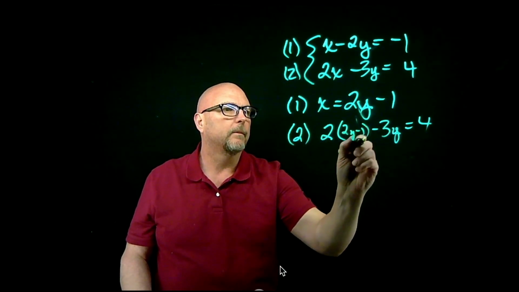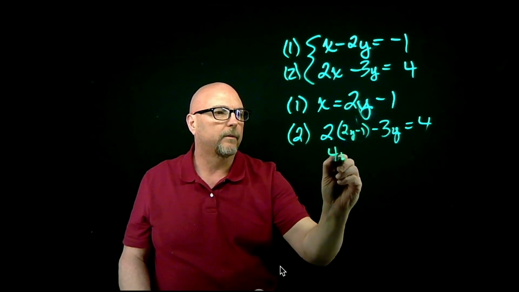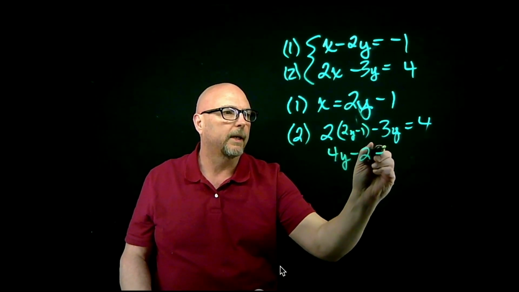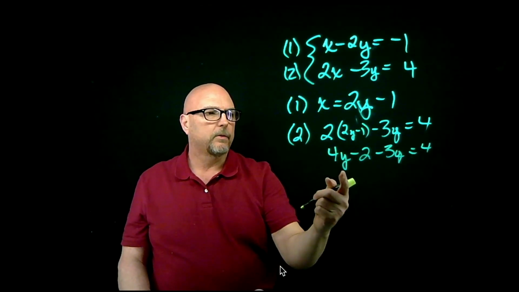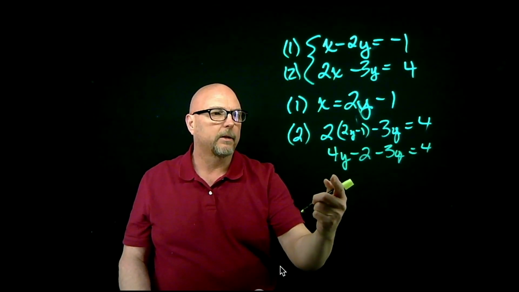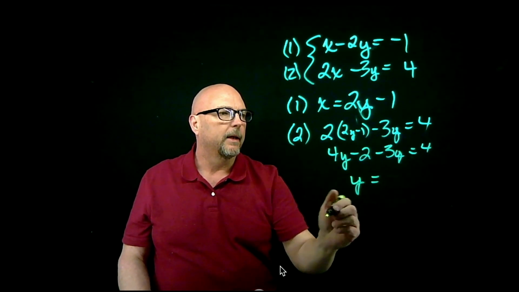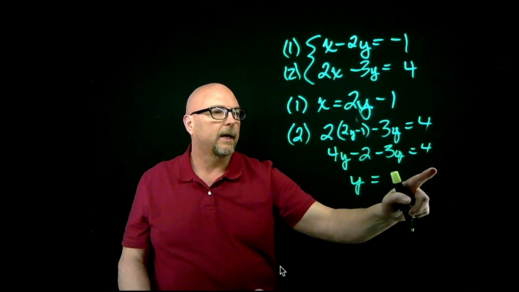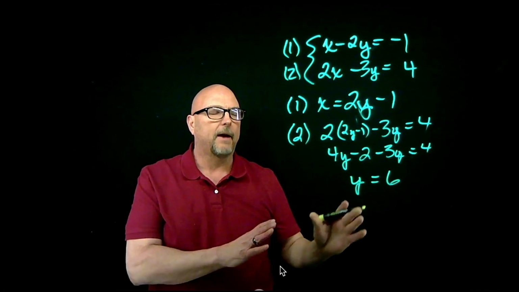We'll distribute the 2, so that makes it 4y minus 2 minus 3y equals 4. We have two like terms on the left hand side, so add those. 4 minus 3 is 1y. And then I can add the 2 on both sides, so 4 plus 2. So now I have y equals 6, so now I'm halfway there again.